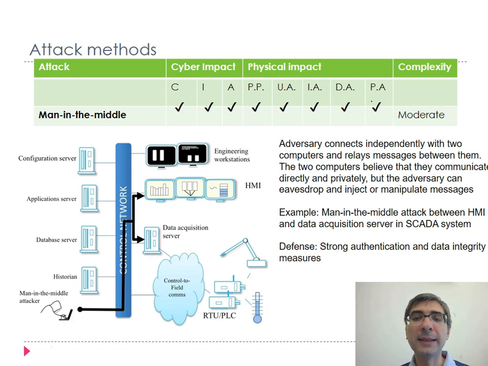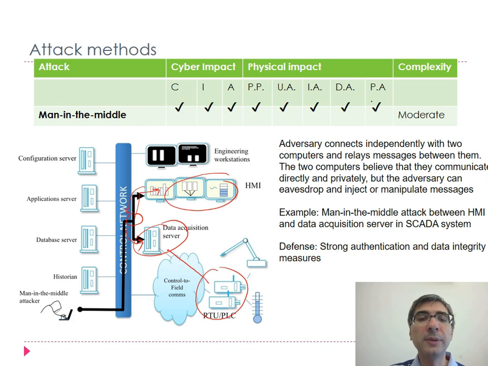An example would be a man-in-the-middle attack between the HMI, the human-machine interface, and the data acquisition server. If the man in the middle is in there, then he can decide what information is sent to the HMI, which is the information that will be seen by the engineers in that industrial control facility. And from the HMI, there will be commands which will be hijacked by the man in the middle, who will then send different commands to the data acquisition server. So the man in the middle might be getting the data from the RTUs and PLCs himself, and then sending false data to the HMI. So this would be a type of man-in-the-middle attack in a SCADA context.